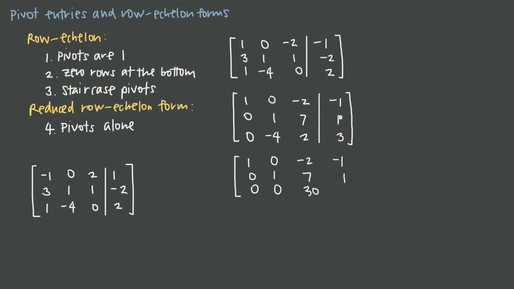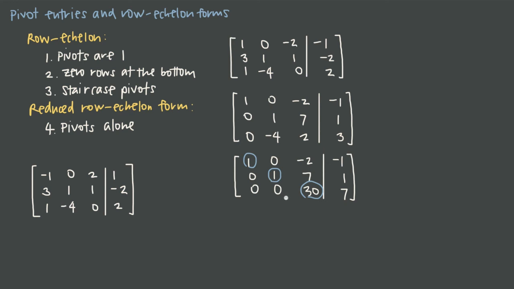And 3 plus 4 times 1 is 3 plus 4, or 7. So now we have the rest of the second column zeroed out other than the pivot entry there. Now at this point, we have pivots of 1, 1, and 30. They are the first non-zero entries in each row. The pivots follow a staircase pattern, and we don't have any 0 rows, so we don't have to worry about moving those to the bottom.